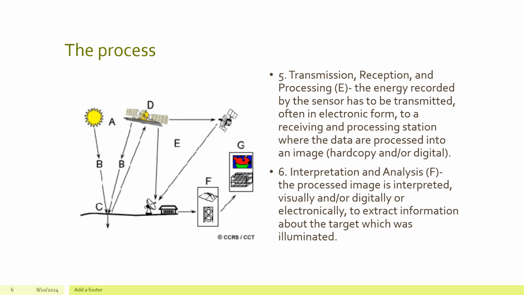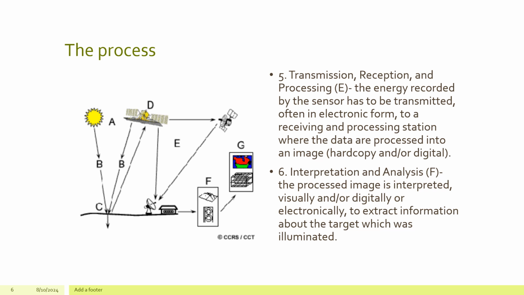They're going to transmit for processing. The energy recorded by the sensor is transmitted, often in an electronic form, to a receiving and processing station where the data is processed into an image. This would be basically like taking the SD card out and putting it into some software that's going to produce a product for us. A great example of this is farmers doing multispectral analysis of their fields. You can't see the differences sometimes, but the camera can pick that up, and it requires a computer to do the analysis. Same thing with LiDAR.